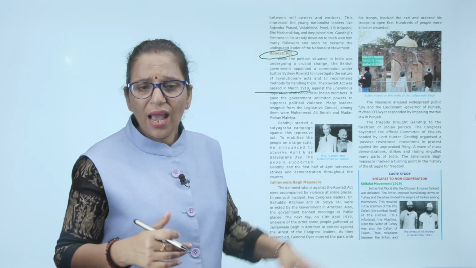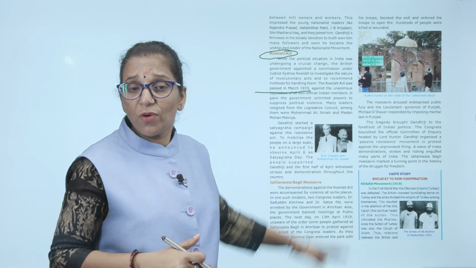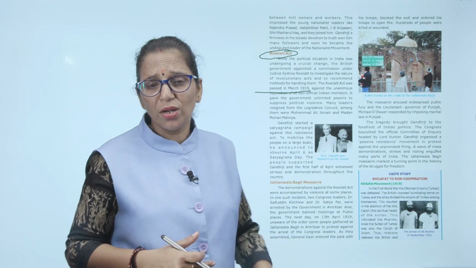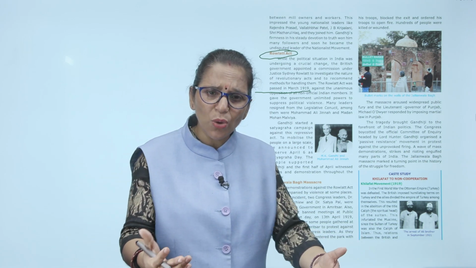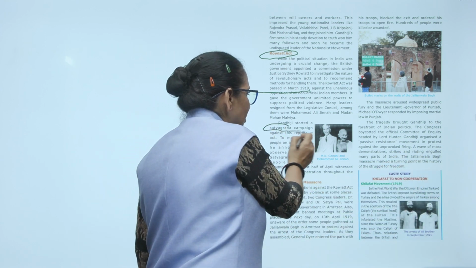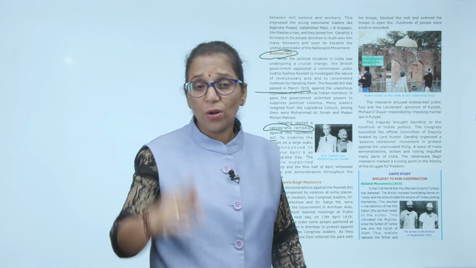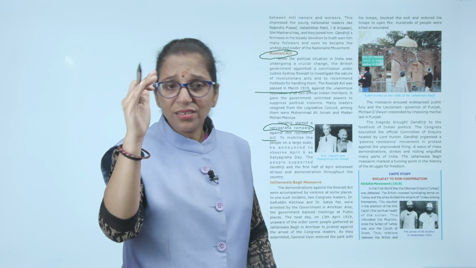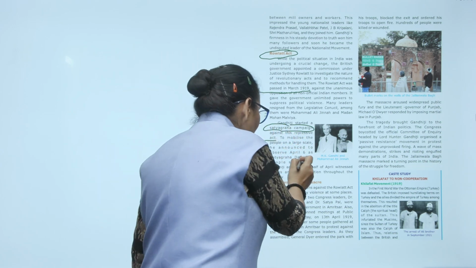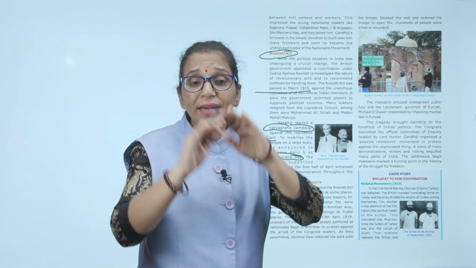Lots of political violence spread, and then many leaders resigned from the Legislative Council. Among them were Muhammad Ali Jinnah and Madan Mohan Malviya. What type of act have you introduced in Indian politics? This is very wrong. Gandhiji started the Rowlatt Satyagraha campaign against this repressive act. To mobilize the people on a large scale, he announced that 6th April 1919 would be Satyagraha Day, and all over India there would be a nationwide strike.